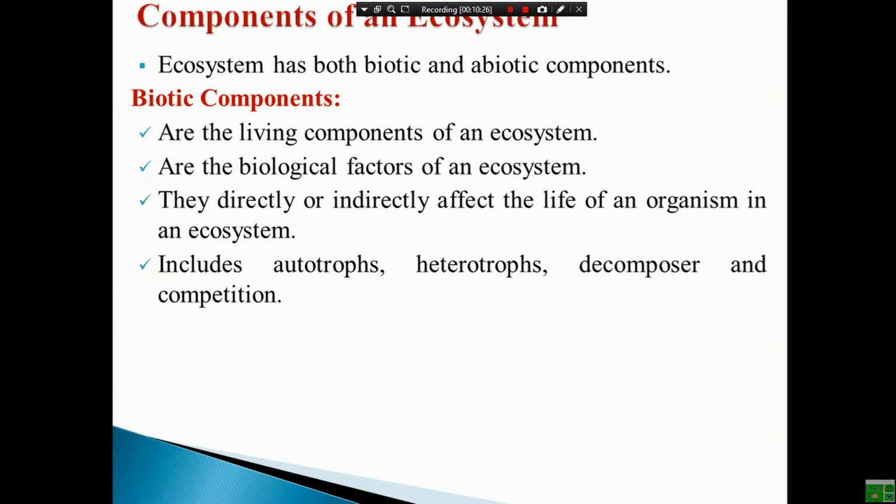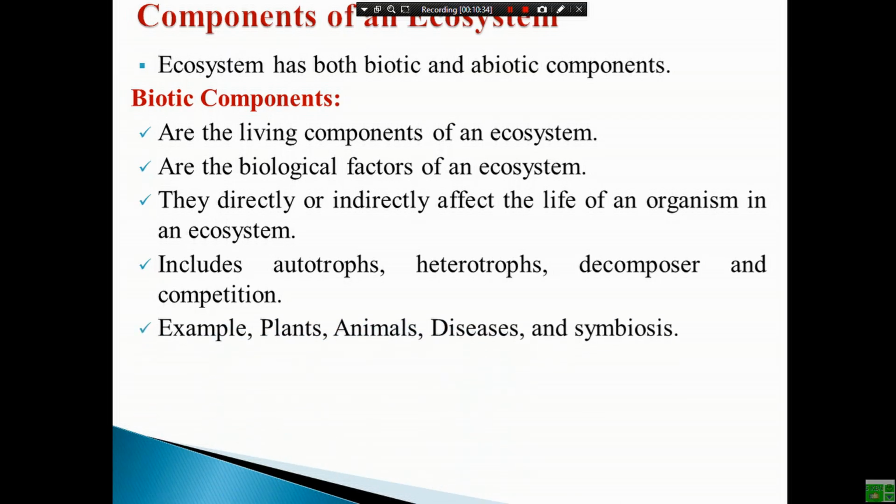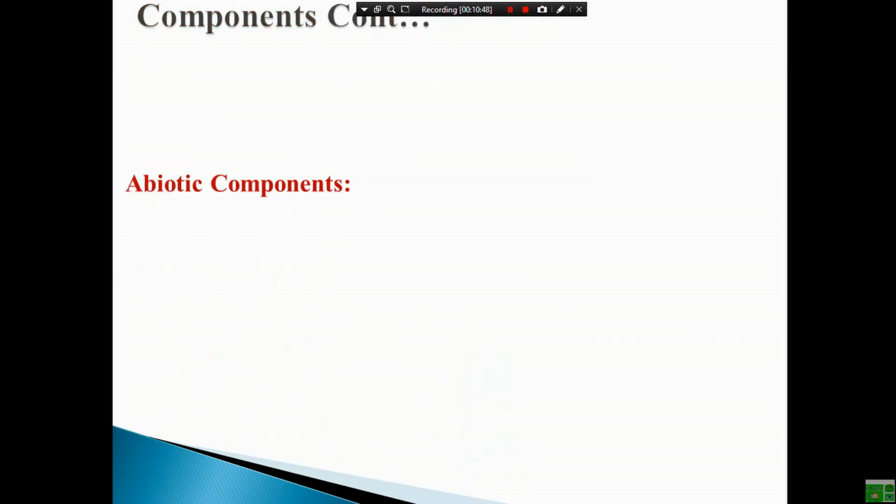So this is the difference between autotrophs, heterotrophs, decomposers, and the competition of biotic components. As examples: plants, animals, disease. Plants are for autotrophs, animals for heterotrophs, disease for decomposers, and symbiosis for competition.